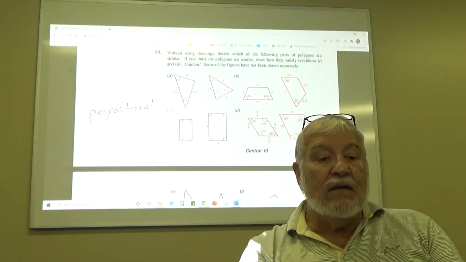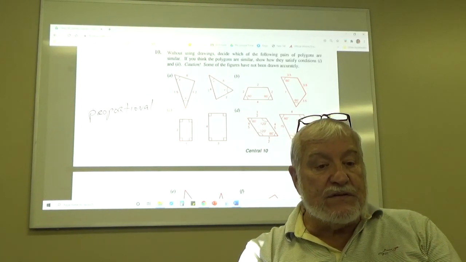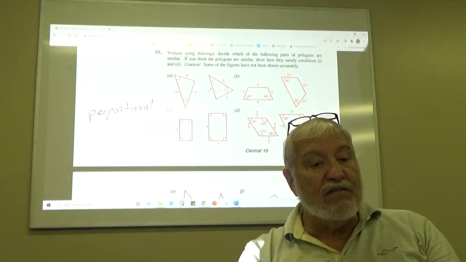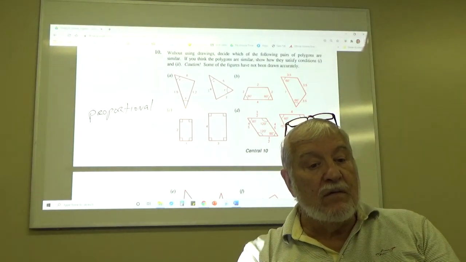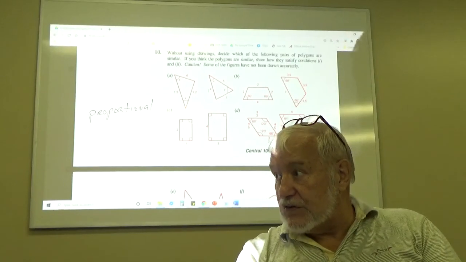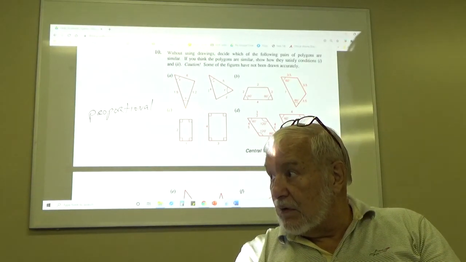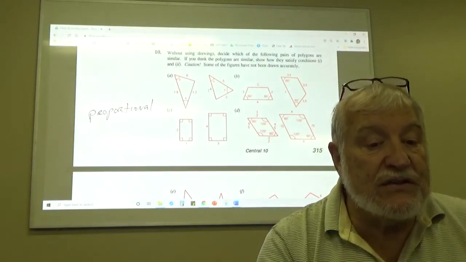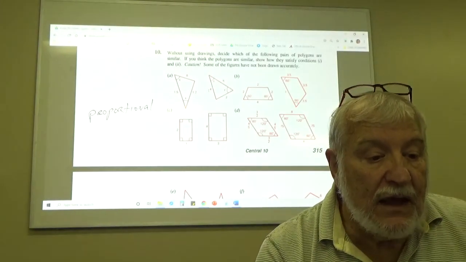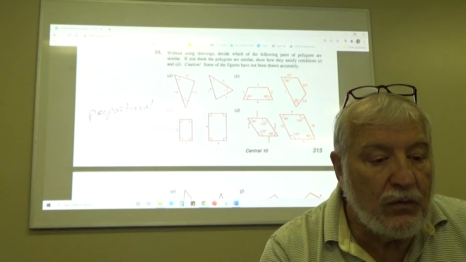So now, if we do one of the other ones, which would be 2 over 3.5, same ratio. So in B, those figures are similar, because we have the same relationship and the same multiplier, right? Okay? Now, C. What happens in C?